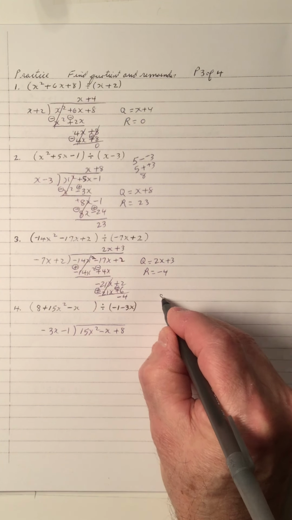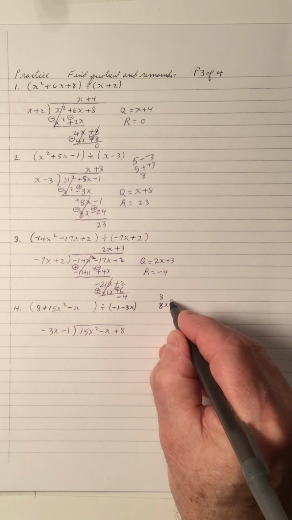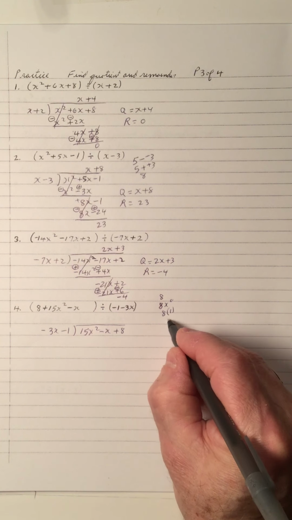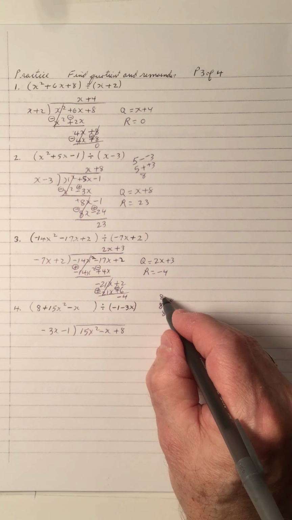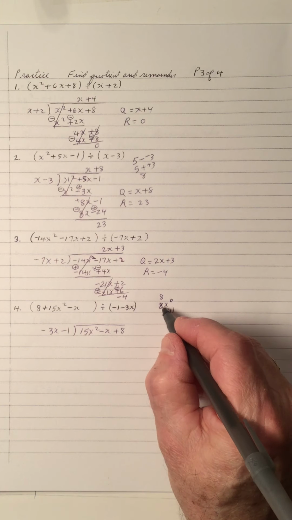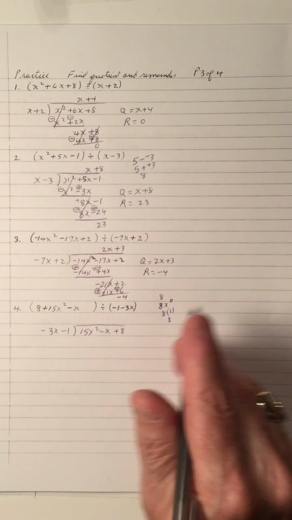Again, a little reminder, 8 is the same as 8x to the 0, because x to the 0 is a 1. So 8 times 1 is 8. So this constant 8 has x to the 0 power, and x to the 0 power is the 1. So that's why the constant is on the right all the time.